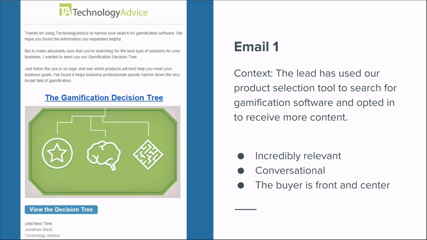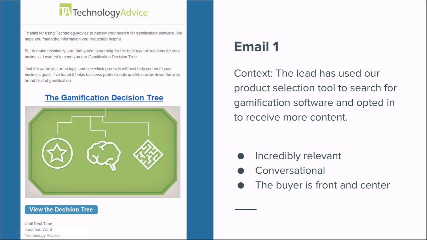Everyone that's come to this gamification campaign has filled out the Product Selection Tool and opted to receive more content. What that means is, one, we know they're in the product phase because they were searching for product on our website. So they're probably closer to the end of their buyer's journey. They're not identifying a problem. They're looking for a solution, and a particular solution too. That also means that they didn't convert.